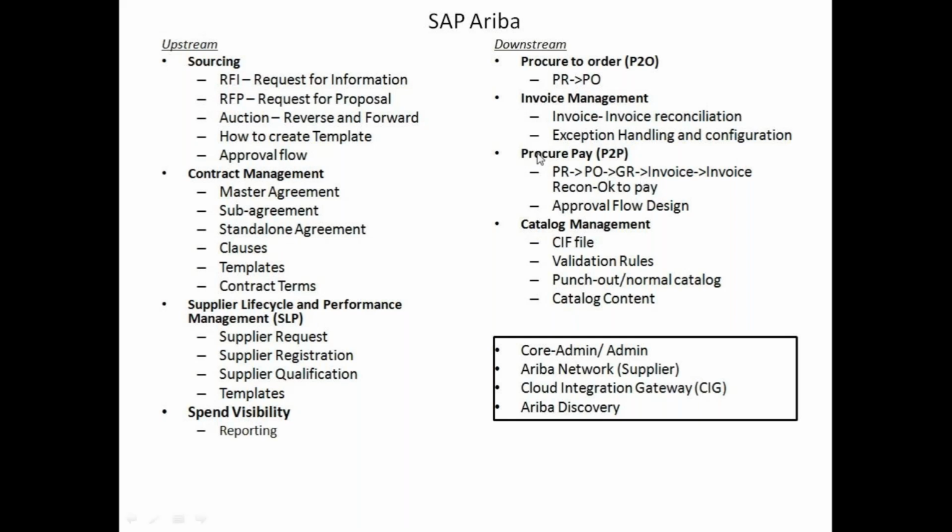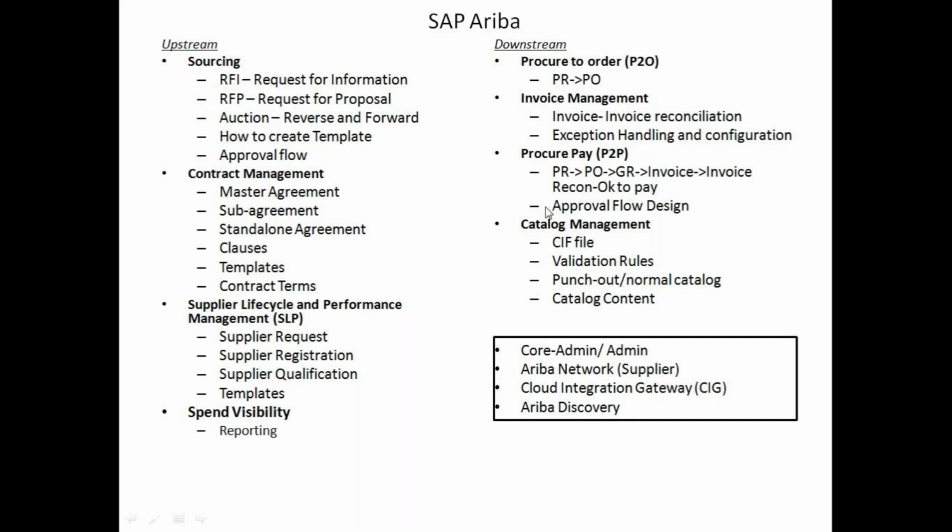Then this is the complete process, called P2P: PR, PO, GR, invoice. I will be showing you the complete process. You can see here where you create a PR, then the PO gets generated, then the GR, invoice and everything. These things will be covered in the training in a complete, detailed manner: how you perform the GR and reverse GR, how you clear the invoices, post the invoice, how exceptions are generated and all. Those things will be done here.